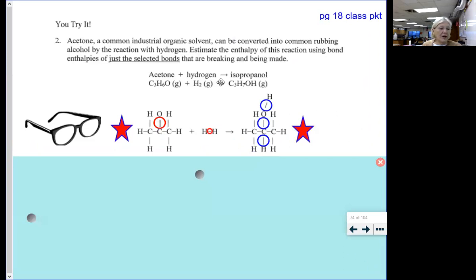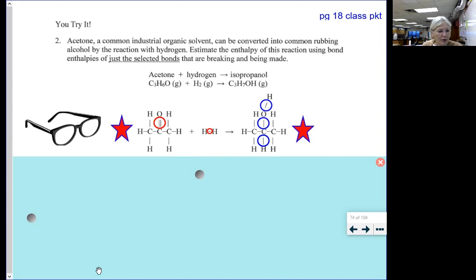You can try it here on page 18. Here's acetone, and I've drawn the structural formula for you. Acetone, when it reacts with hydrogen, the diatomic molecule H2, makes a molecule called isopropanol. Don't worry about these formulas, but I'd make sure that you know them. Instead of breaking everything, which would be a pain, you're really only breaking that double bond and this single H to H bond, and you're making these 3 bonds.